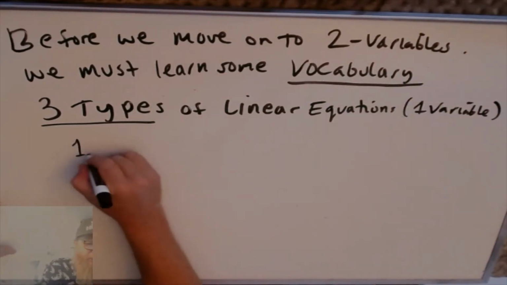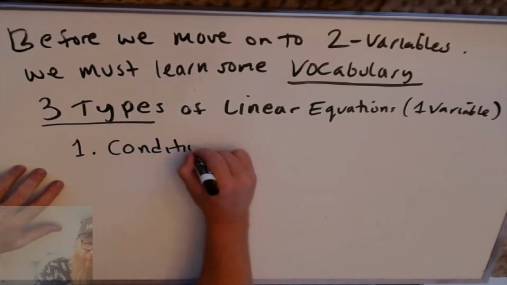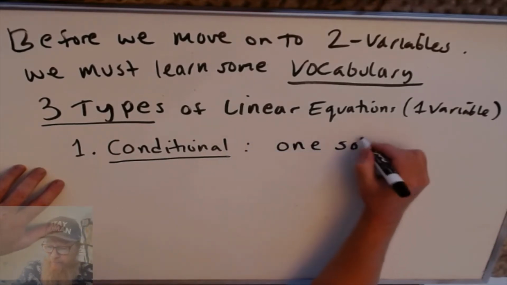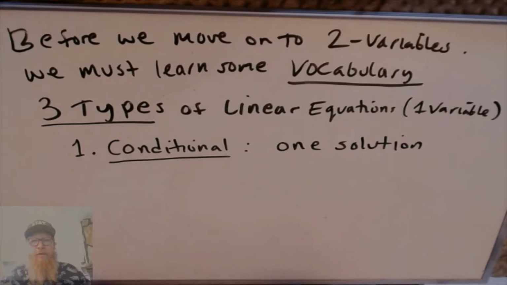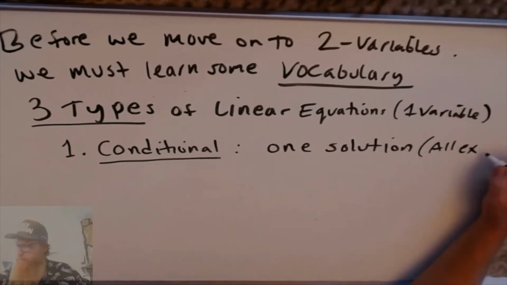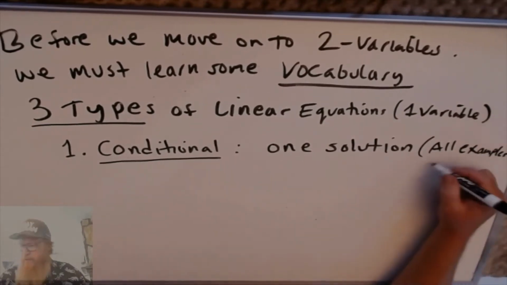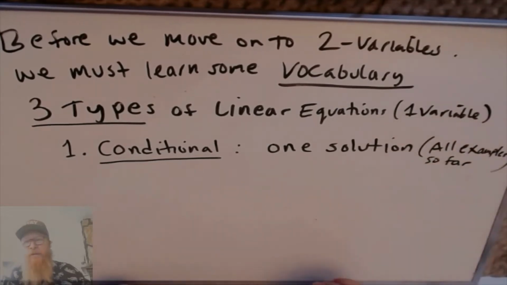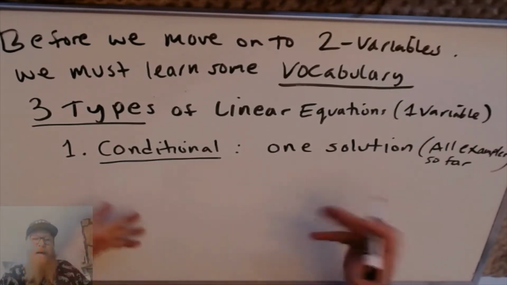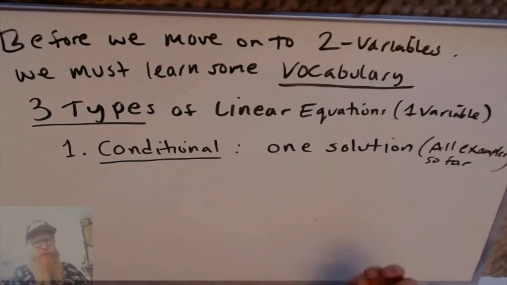The first type is the most common. It's called a conditional equation. All of the examples that I've done in this lecture have been conditional. All examples done so far. So every problem that we've done so far has been conditional because each problem gave us one solution. But we're about to see some other types of equations.